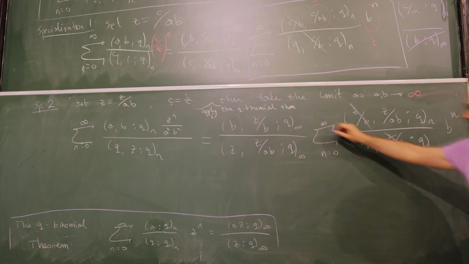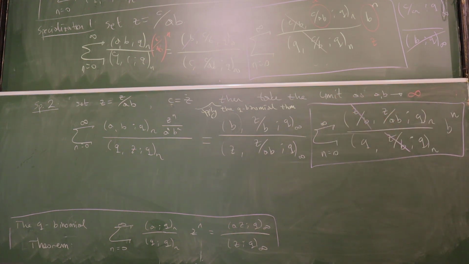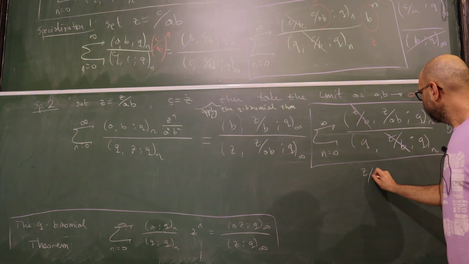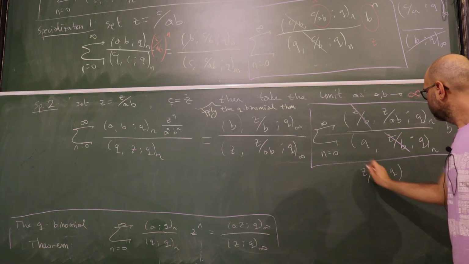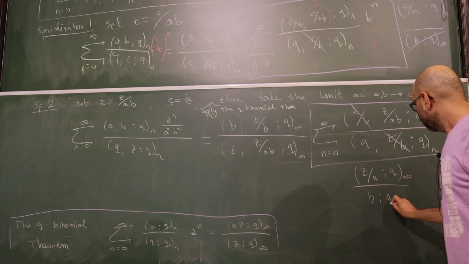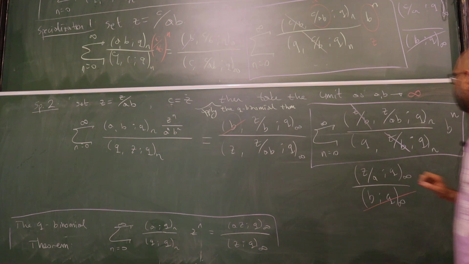Cancel these, and like we did before, write this as a quotient of two infinite products. This times that Z divided by A, Q sub infinity, divided by, what is it? B, Q, infinity. And then there's one more cancellation. Write that formula, and we are good.